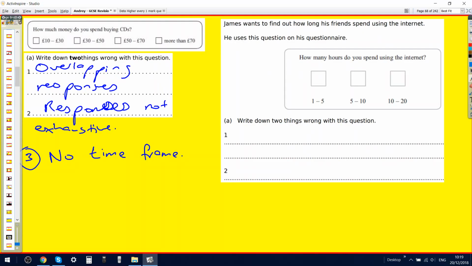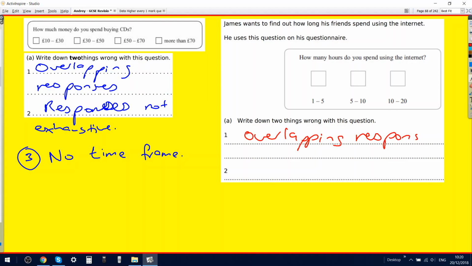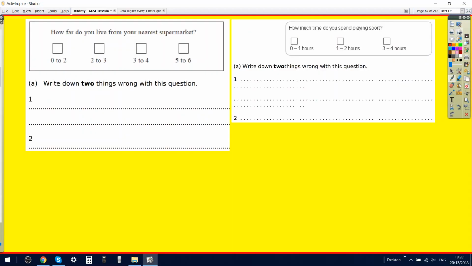Okay, write down two things wrong with the one on the right. So overlapping responses, and people could spend more than 20 hours. Is that correct? Yes, correct. And I'm just going to say not exhaustive. Yep, because you can use that same answer over and over again because it's the shortest one that gets the mark. So you did overlapping responses, not exhaustive.